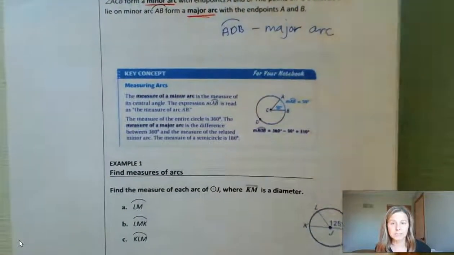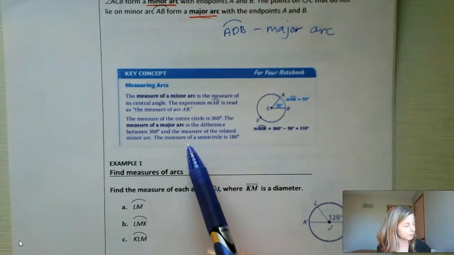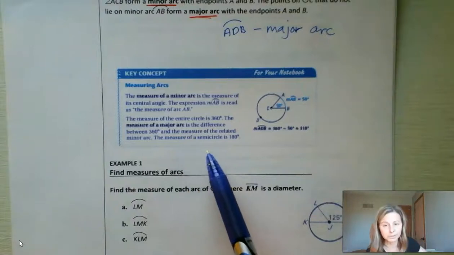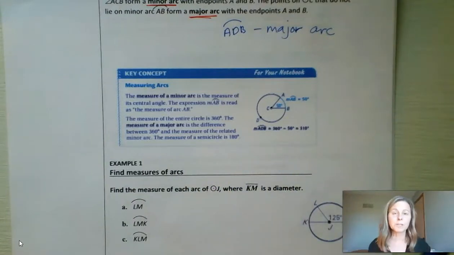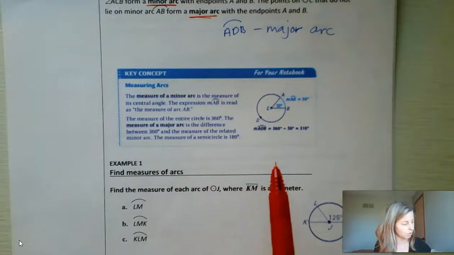This key concept, I know it's a little blurry. My printer, I don't know what it's doing, but it's printing it a little bit blurry on parts of it. So refer to your notes as you're looking at this. So this is talking about the measures of minor arcs and major arcs.